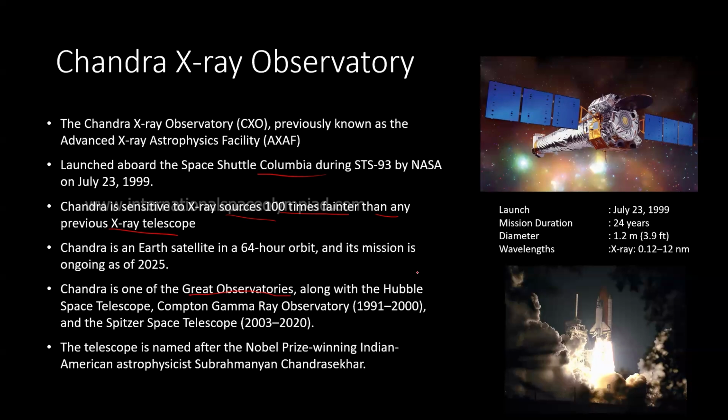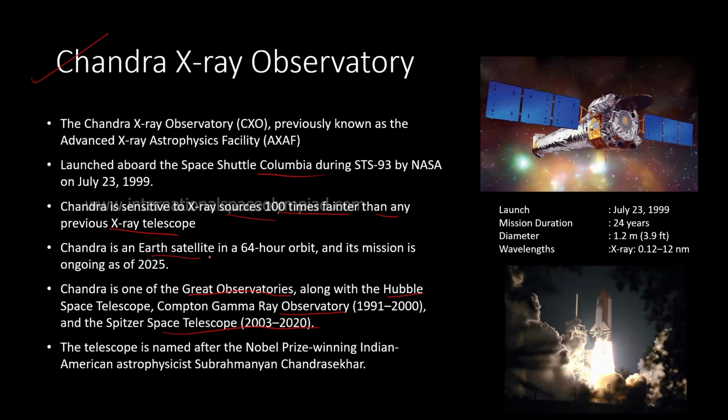One of them is Hubble. Then the Compton Gamma Ray Observatory. Then another one is the Spitzer Space Telescope. So these three, along with the Chandra X-ray Observatory, these four together are called the great observatories by NASA. And it is actually a satellite.